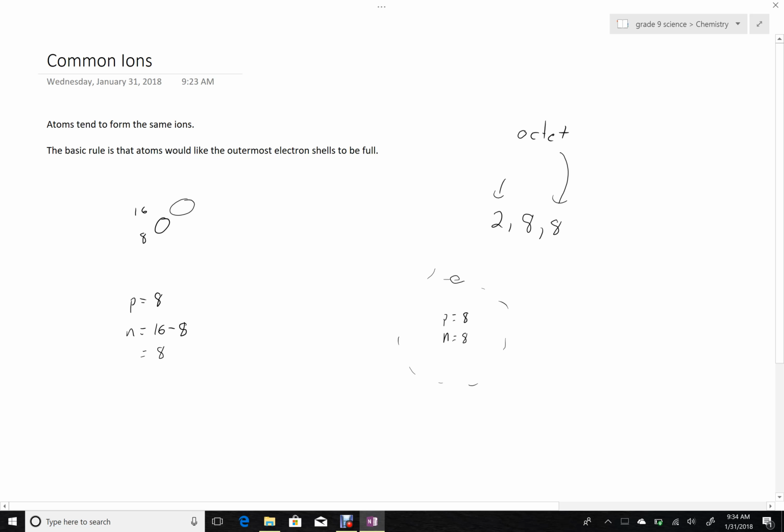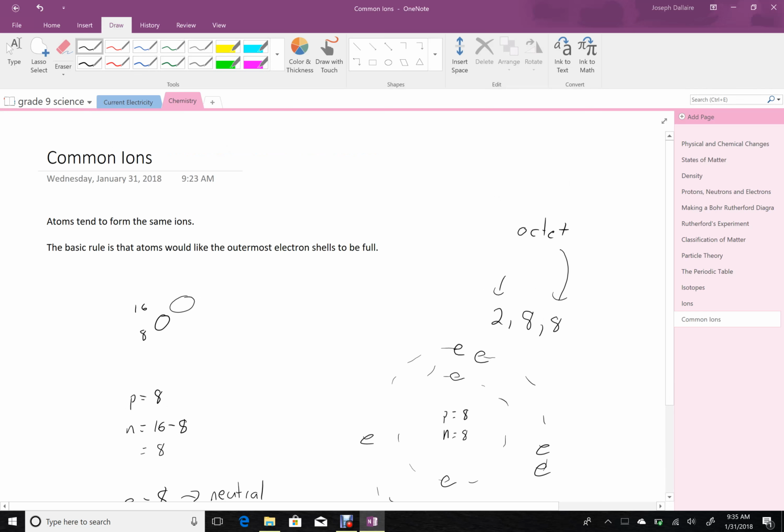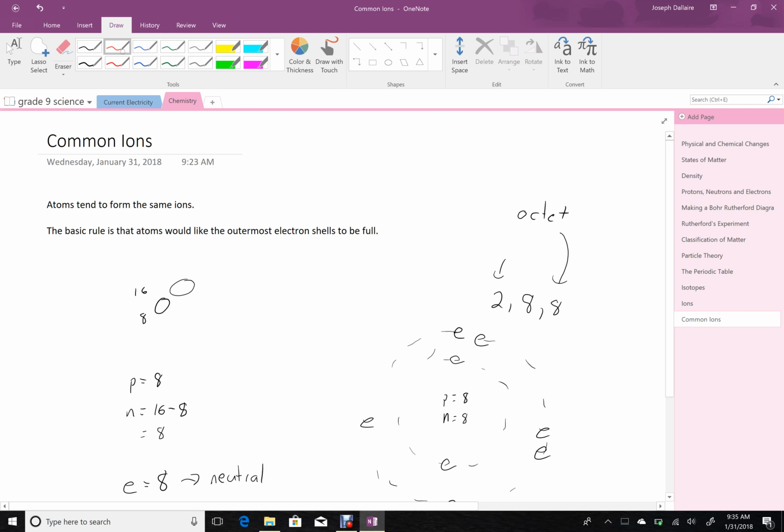And then I can start filling shells. And for the sake of what I'm showing you right now, I'm going to put in electrons at 8 as well. And at first I'm going to show you then the neutral atom, where the number of protons and electrons are the same. So that's him right there. Now I'm going to change colors here. Let's go red.